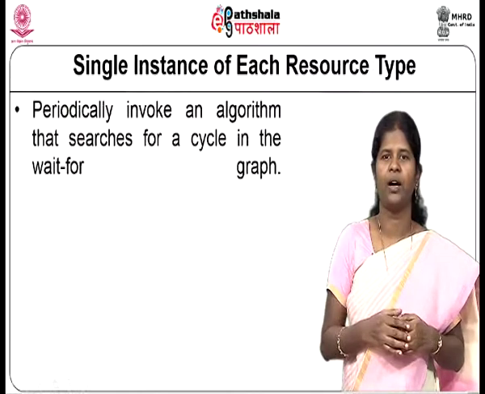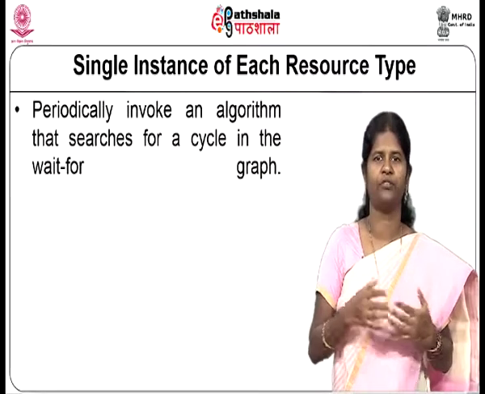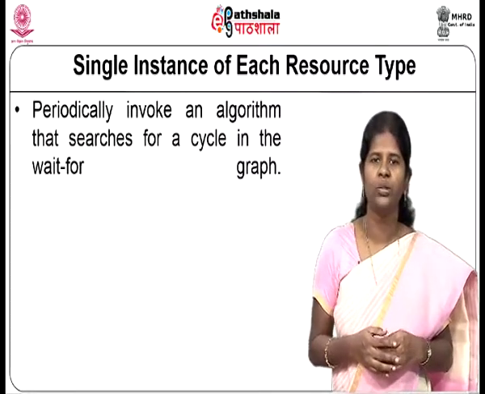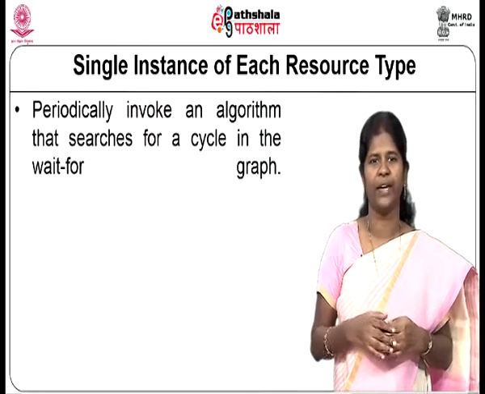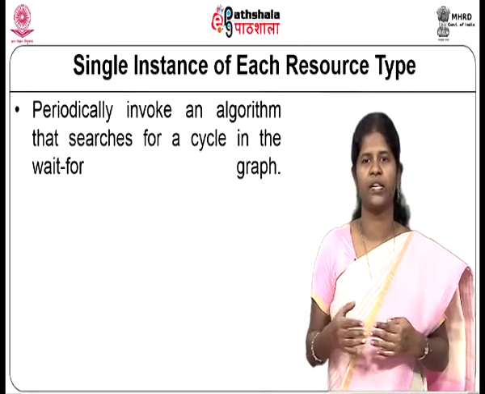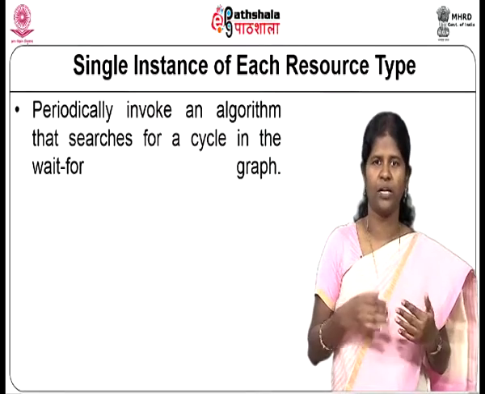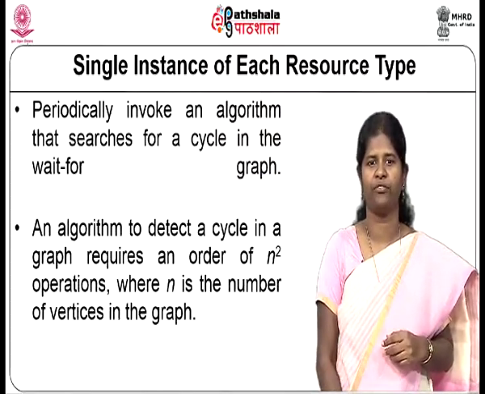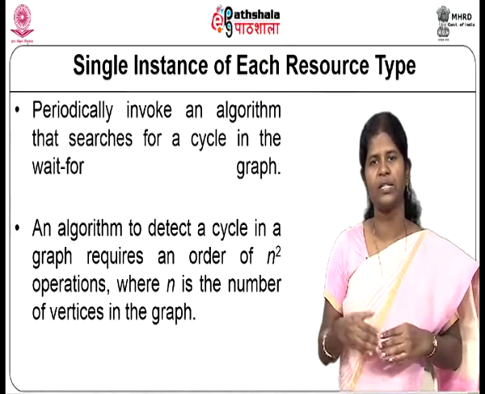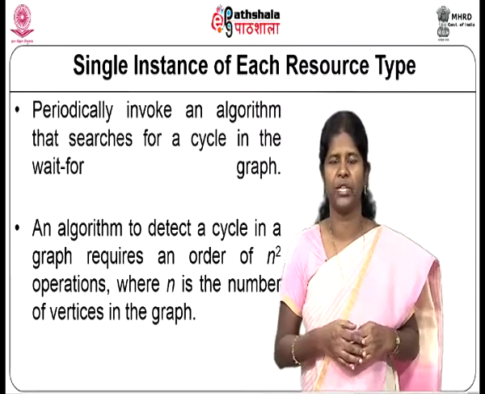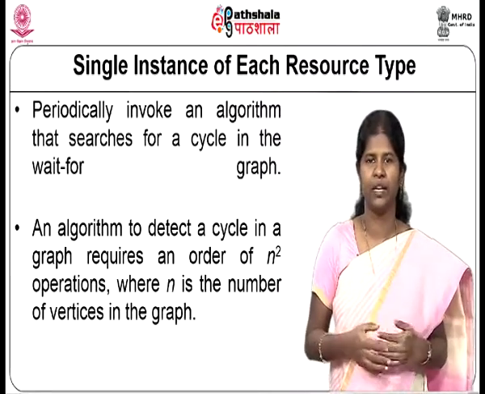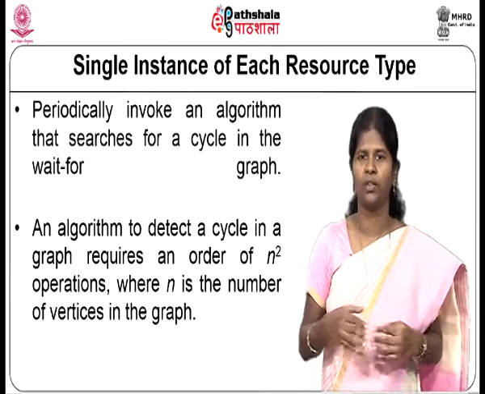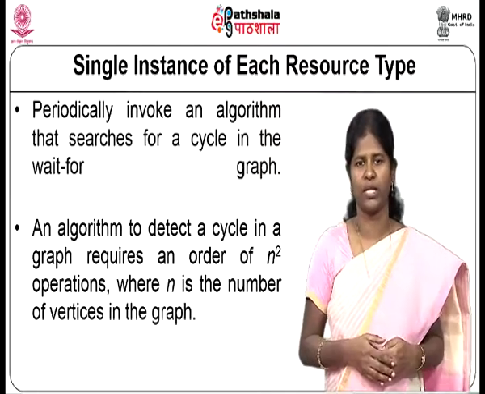After you form this wait-for graph, you need to periodically invoke a cycle detection algorithm that will find out if there are cycles in the wait-for graph. If there are cycles in the wait-for graph, then it means that a deadlock has already happened in the system. If there are no cycles, then there is no deadlock in the system.